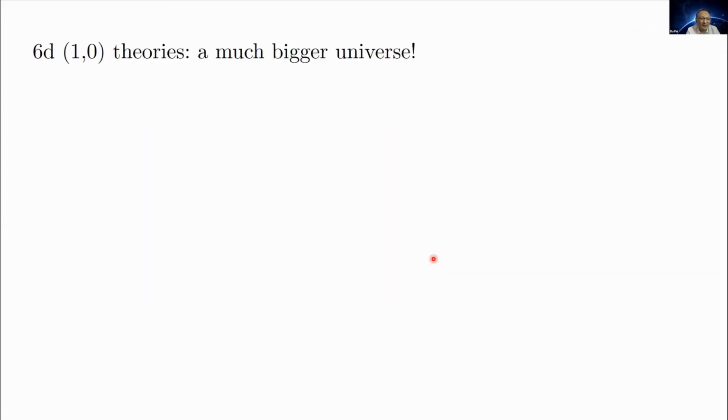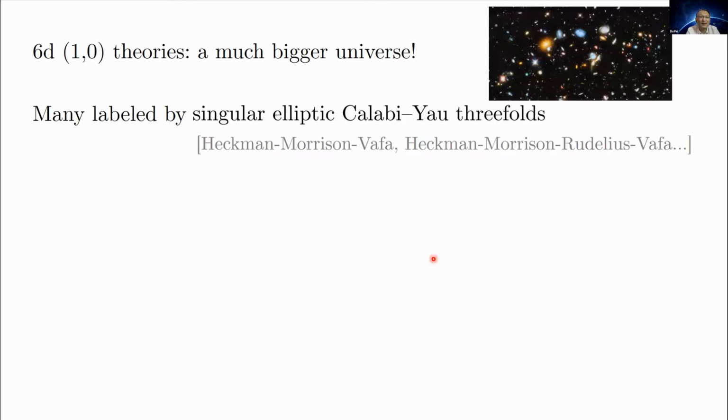And there is another class of theory which actually contains the previous class. And these are (1,0) theories, and they form a much bigger universe. So many such theories are labeled by singular elliptic Calabi-Yau threefolds, which are much richer than just ADE Dynkin diagrams. And one may wonder whether they also have interesting mathematical applications.